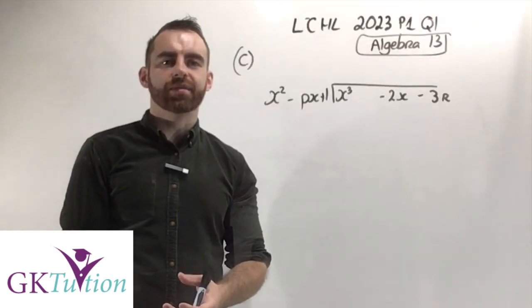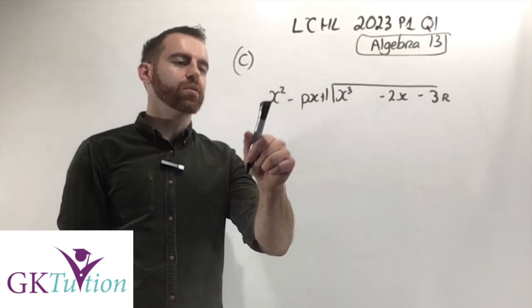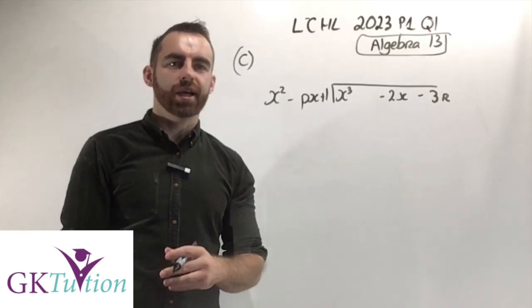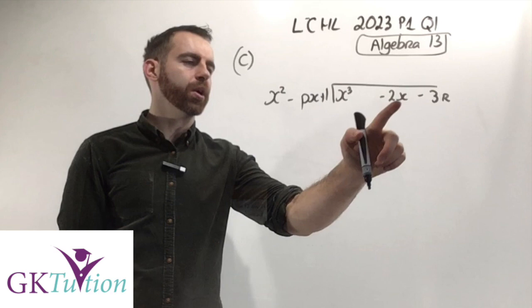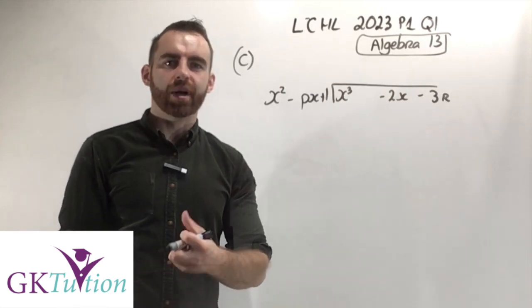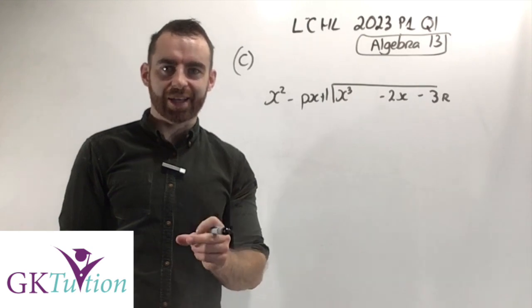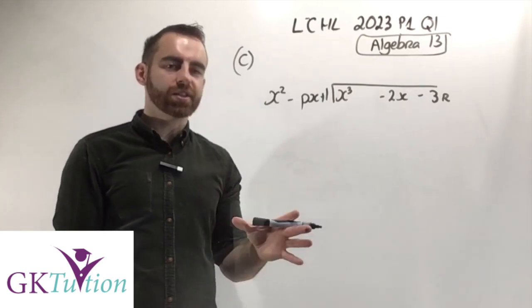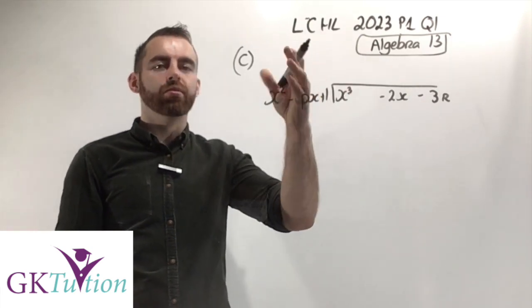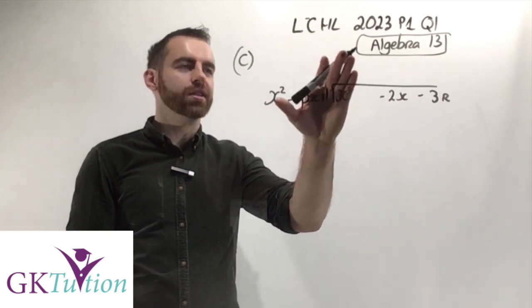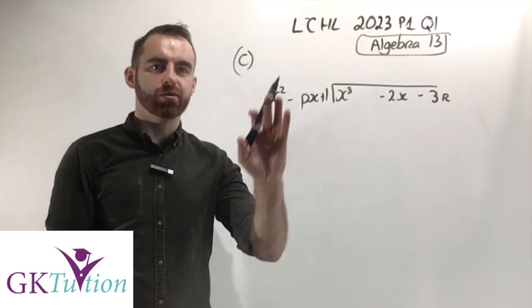Okay, in part C of this question, we're told that x squared minus px plus 1 is a factor of x cubed minus 2x minus 3r. We're asked to find a value for p and a value for r, and we're told that p is less than 0. Now, questions very similar to this, we've done like 5 or 6 questions identical to this in Algebra 13, so it's worth having a look at that.